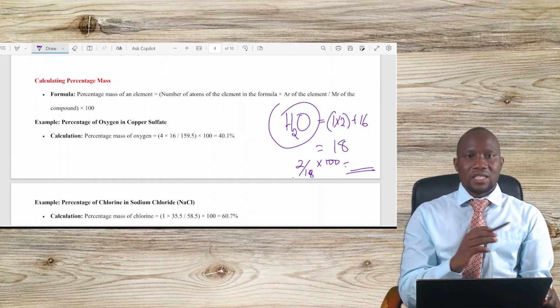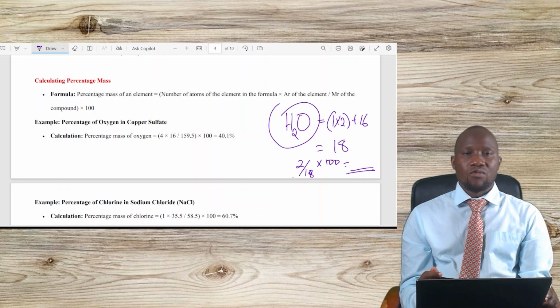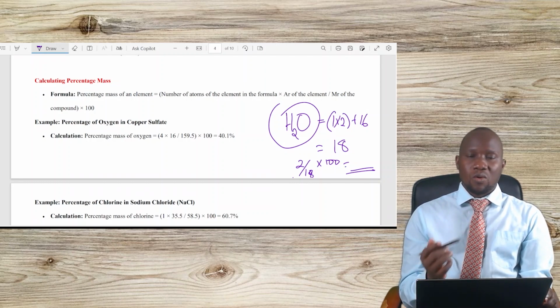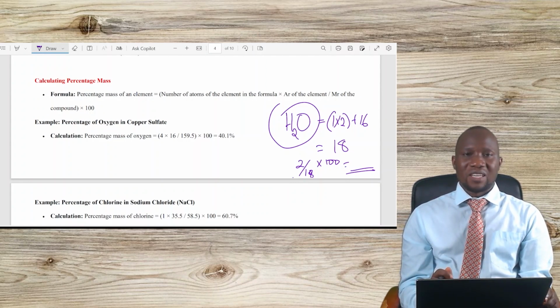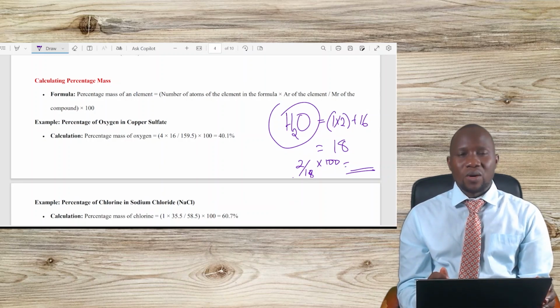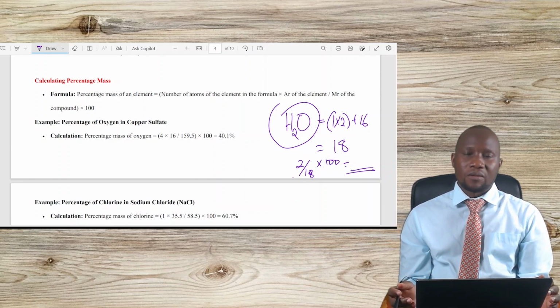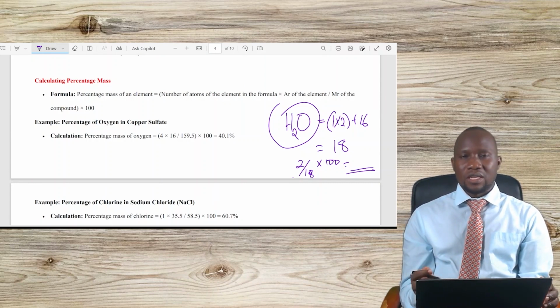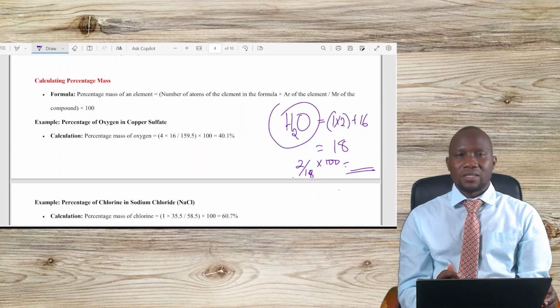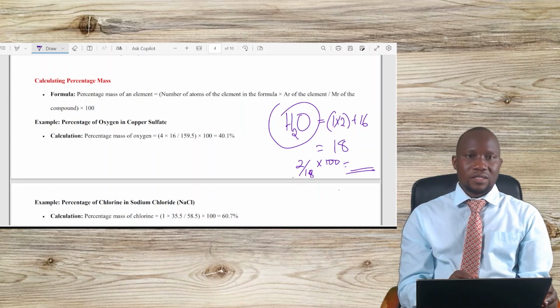So you need to first get the relative molecular mass or the relative formula mass for the whole compound, and then thereafter you pick the atomic mass for the element you're looking for over the relative formula mass or the relative molecular mass times 100. This is the concept we have here.